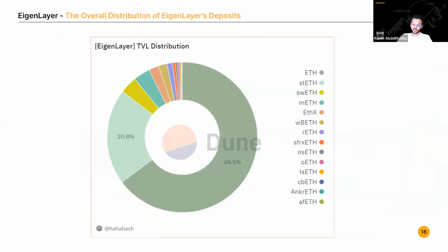But it's not just EigenLayer. As I've mentioned, you can either deposit your ETH to participate, or you can deposit liquid restaking solutions. Just as a quick snapshot, Ethereum on its own makes up close to 65%, and liquid restaking solutions make up close to about 35%.